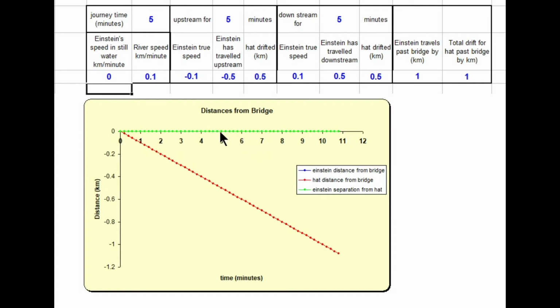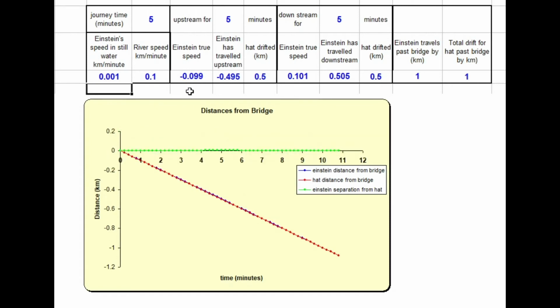Everything else, so even if he's going at 0.001, the actual crossover point then is at 10. So when he stops, there's a little bit of a discontinuity and it suddenly becomes 5.